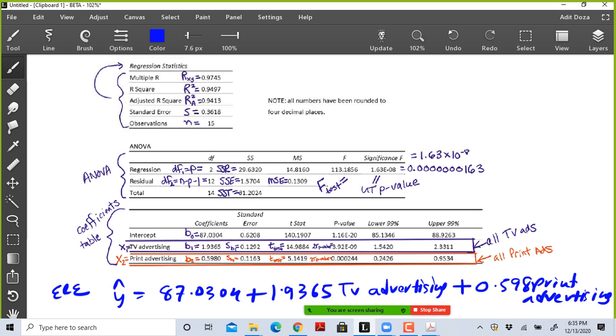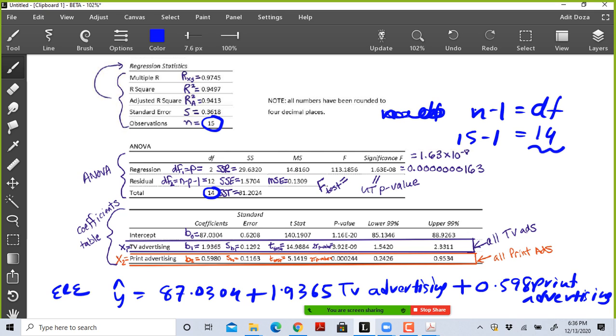Also, one more thing I would like to point out: the total degree of freedom is 14 and the total number of observations is 15. So n equals df? Actually, n minus 1 equals your degree of freedom. So n is 15 minus 1. That will give you the total degree of freedom, 14.